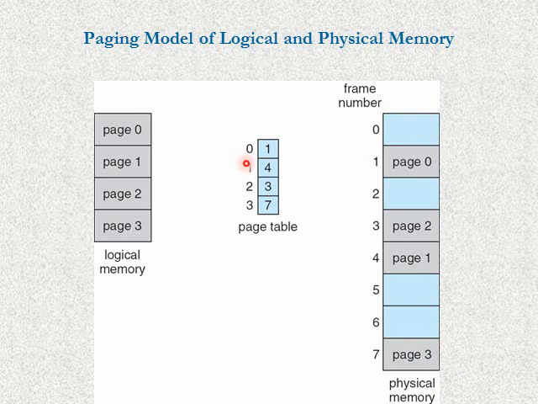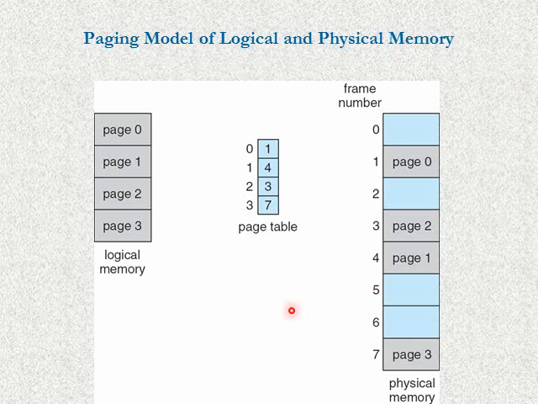From the page table you can see that page number 0 is stored onto frame number 1. So over here at frame number 1 we have page number 0. Likewise, page number 1 is stored onto frame number 4. So we go to frame number 4 and we can find page number 1 in there. In the same manner, page number 2 is stored onto frame number 3. So at frame number 3 we have page number 2. Likewise, page number 3 is stored onto frame number 7. So we go to frame number 7 and there we can find page number 3.